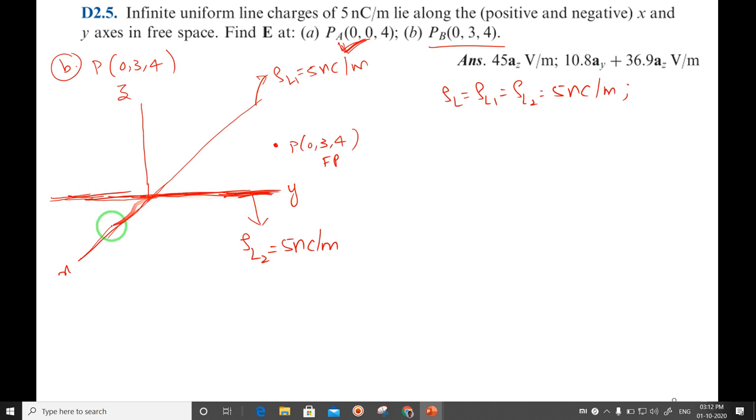Okay, this is one line charge. Yes, I will make it thick. It means the line charge is lying here. Then I want the perpendicular distance from this first line charge. This is the source point, source point 1 or source 1, and another, source point 2 or source 2. Source 1 and source 2. So I'll draw the perpendicular line.